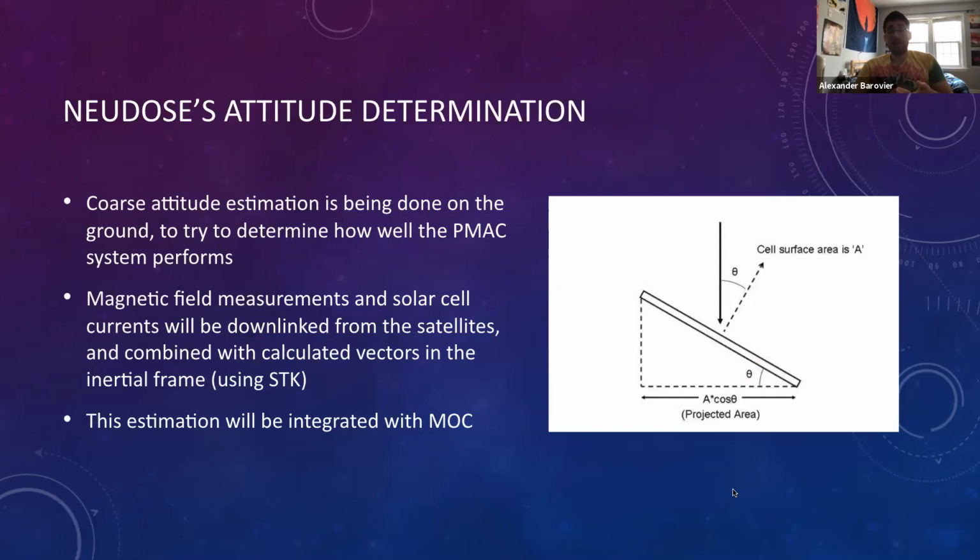NEUDOSE doesn't actually need attitude determination to function, but we're doing it as an estimate to see how our system is performing, like if it's performing as expected. And we're doing it on the ground. Since there are no sensors on board aside from the magnetometer, we're estimating the sun vector using solar panel currents. We're just doing it whenever we can, but it's not mission critical at all. It's just going to be something we're doing to hopefully get a good estimate of how things are working.